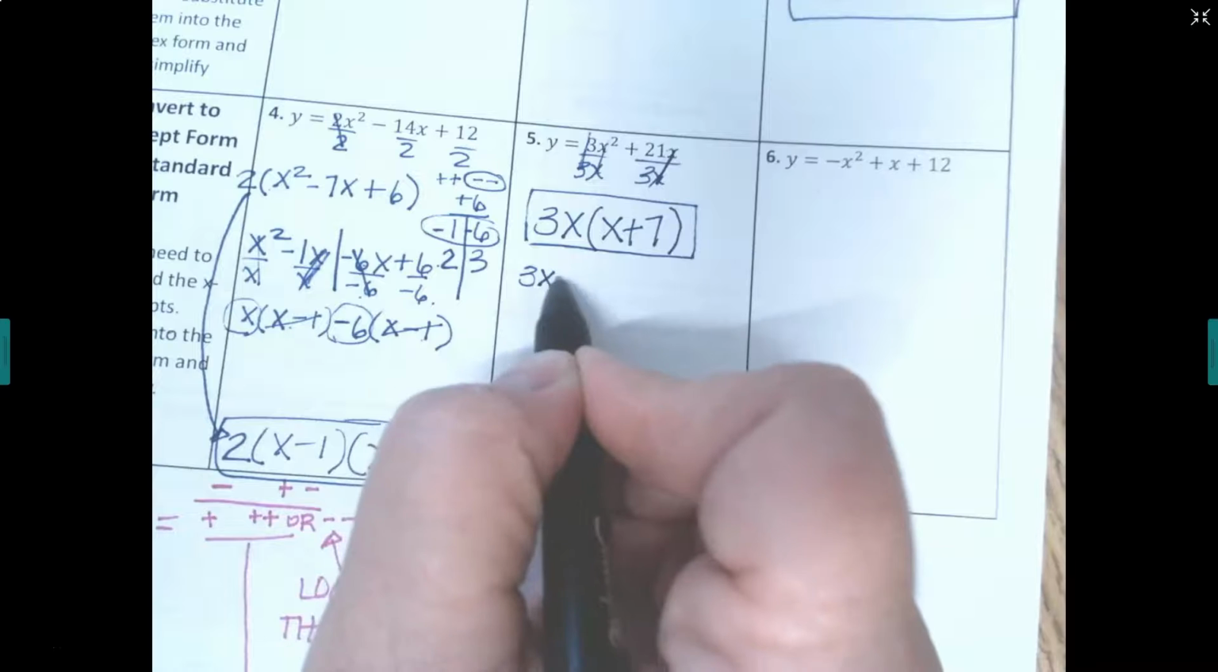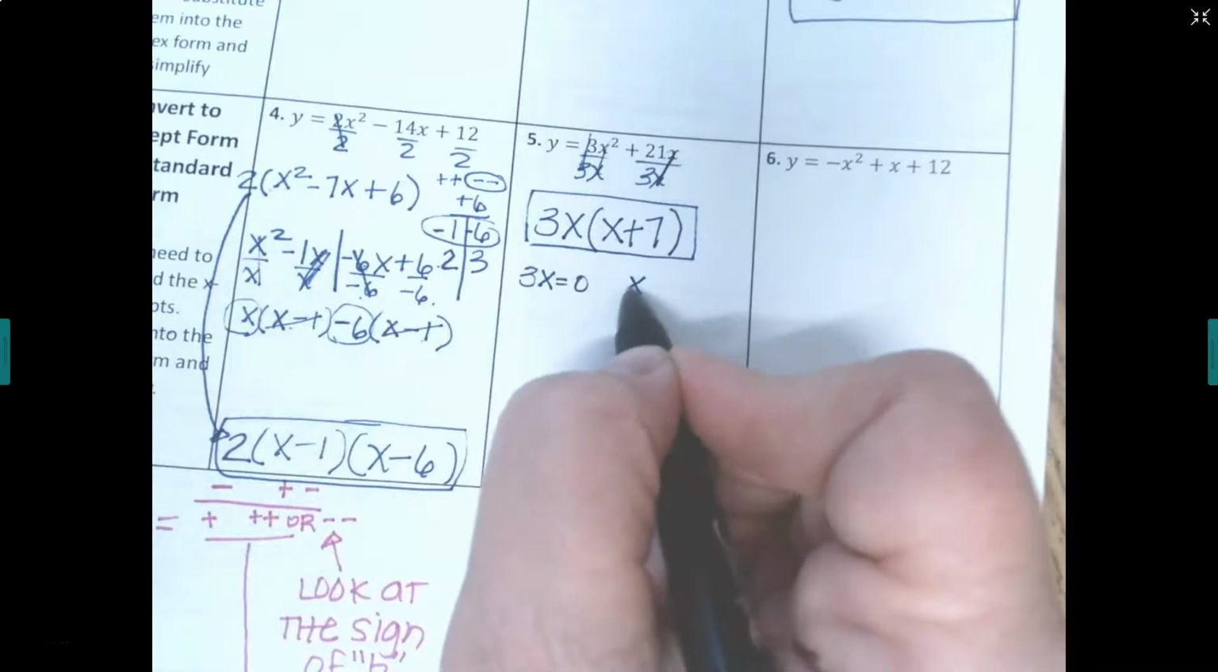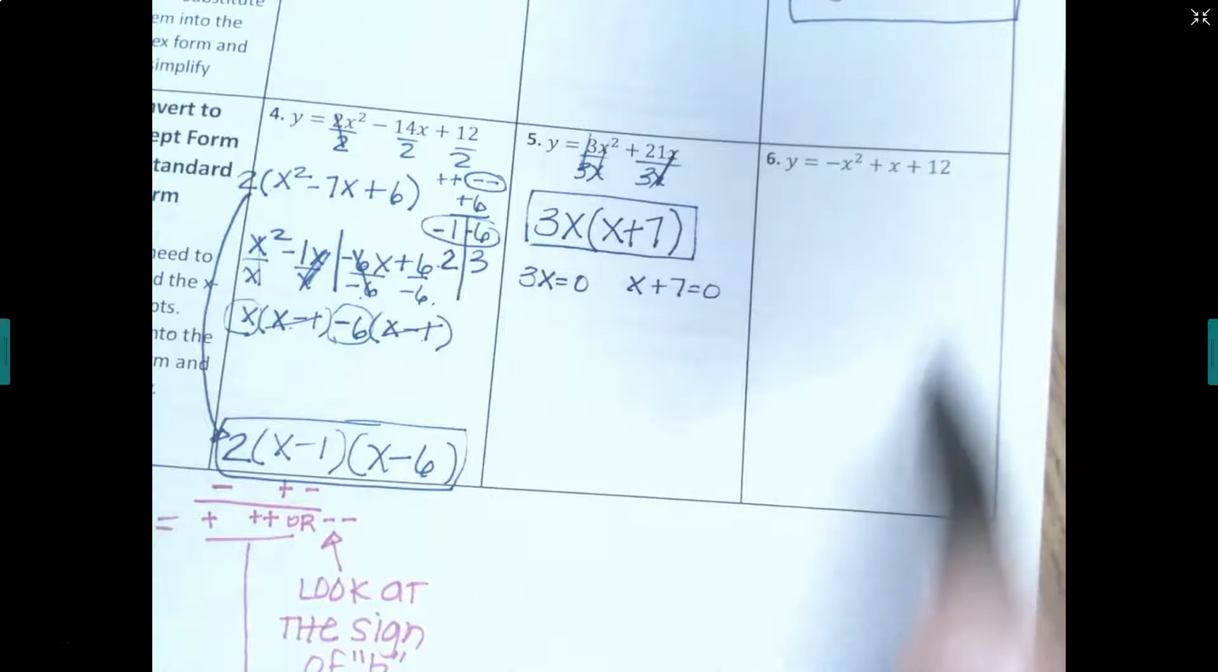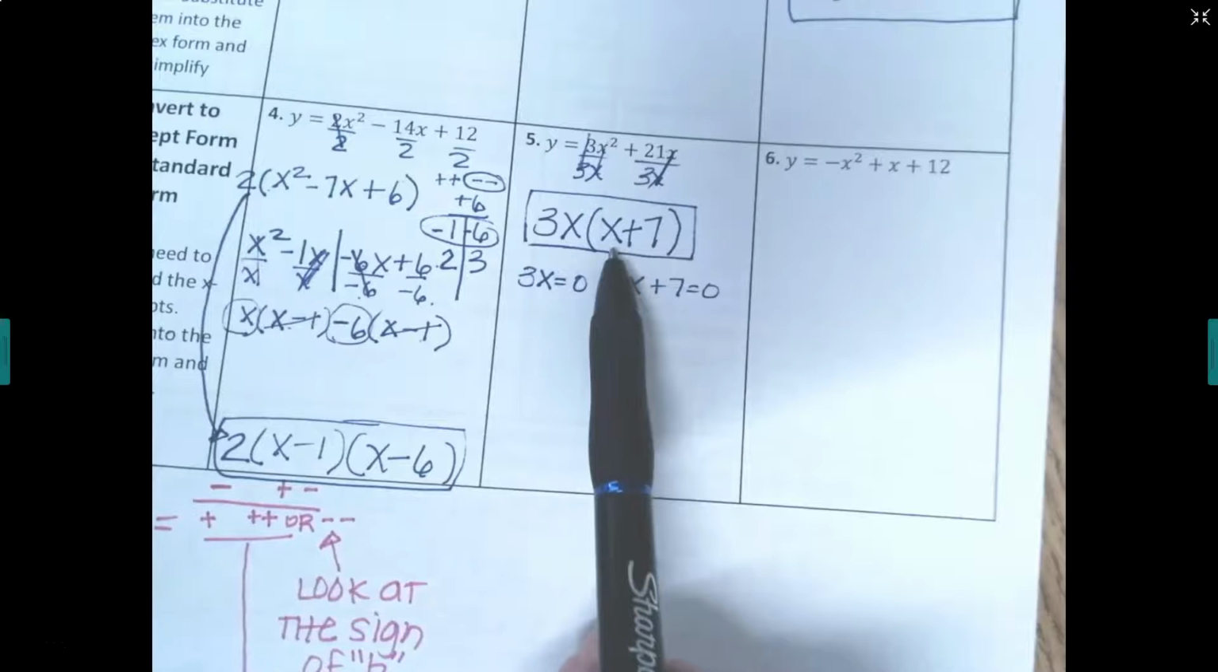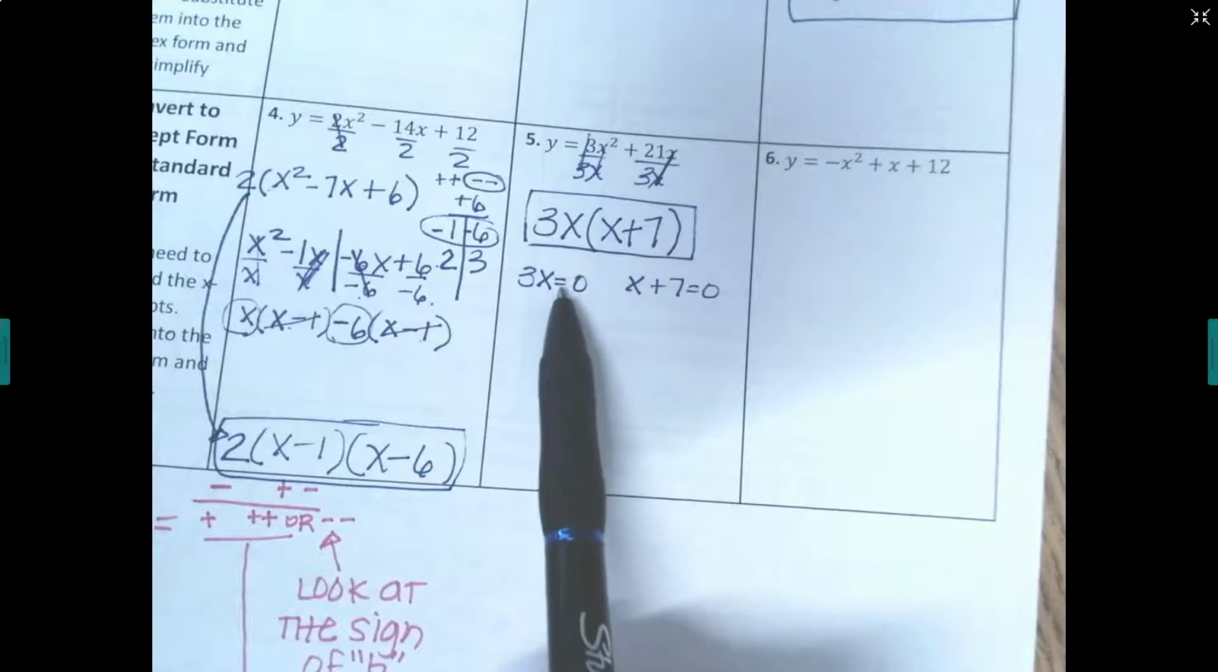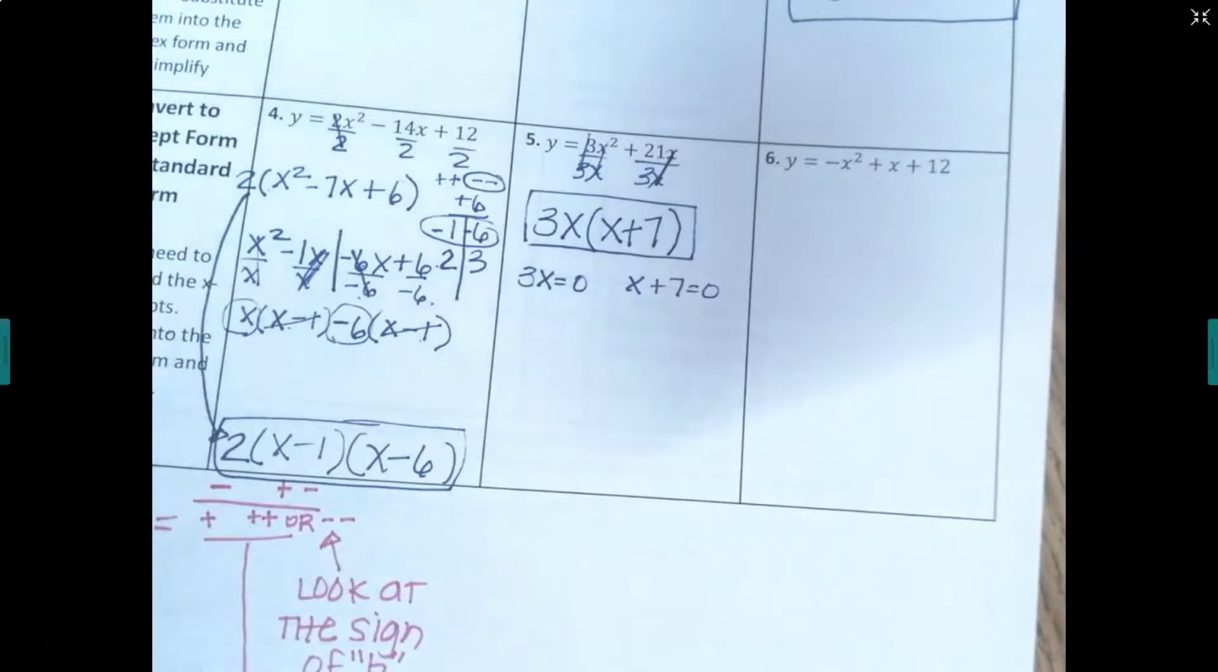The intercepts here, remember, to find an intercept, you would take each factor and set it equal to 0. So this graph, we could put this in Desmos and take a look, but this graph will cross where x is 0 and where x is -7. All right, one last one.